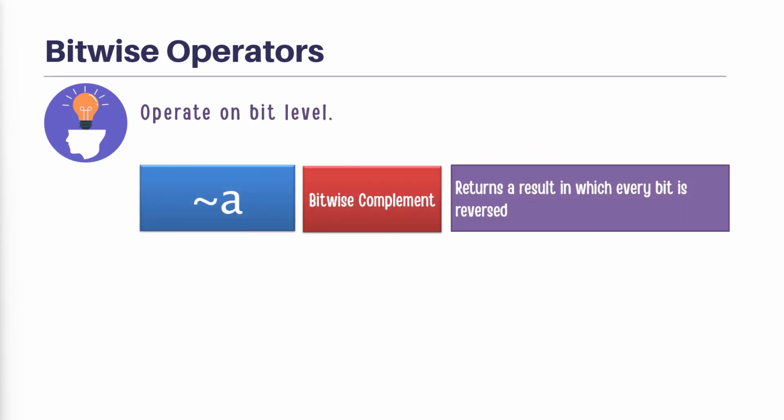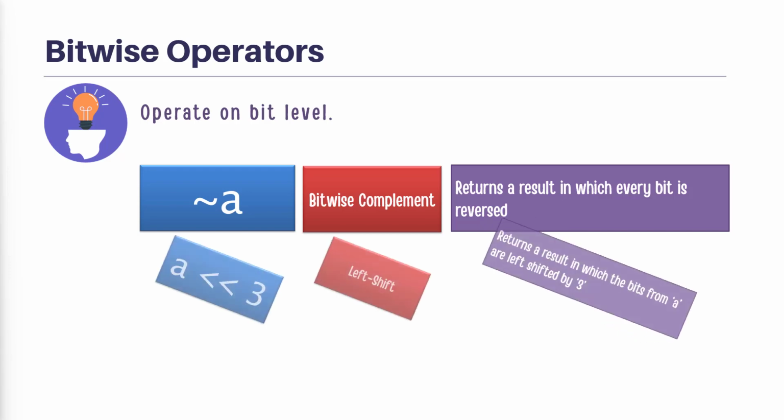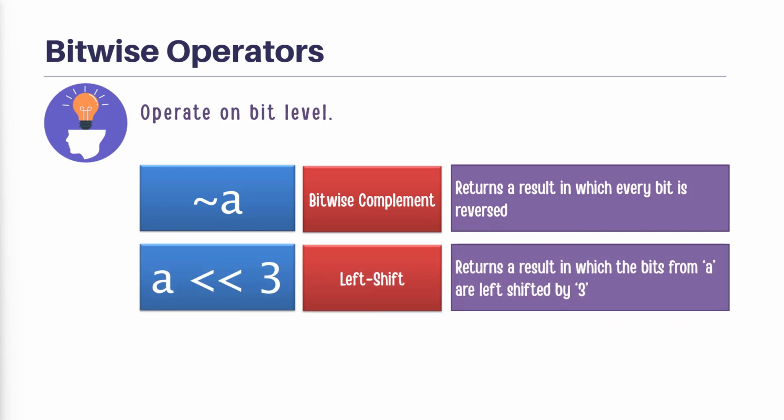This operator is represented by using tilde character. When any integral value is prefixed by complement operator, it returns bitwise complemented result. Every 1 bit from the operand gets converted to 0 and every 0 bit from the operand gets converted to 1 in the result.